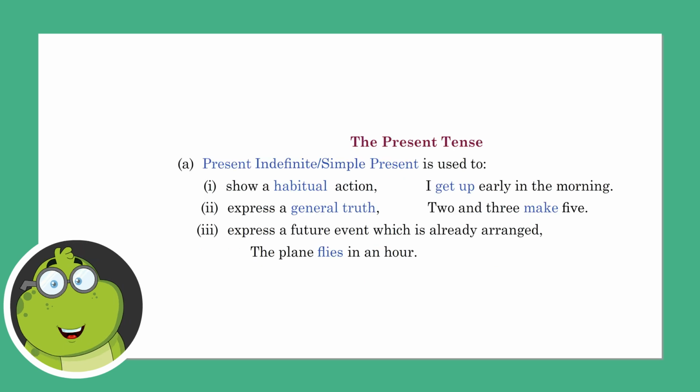The present tense, present indefinite or simple present, is used to show a habitual action: I get up early in the morning. Express a general truth: 2 and 3 make 5. Express a future event which is already arranged: The plane flies in an hour.